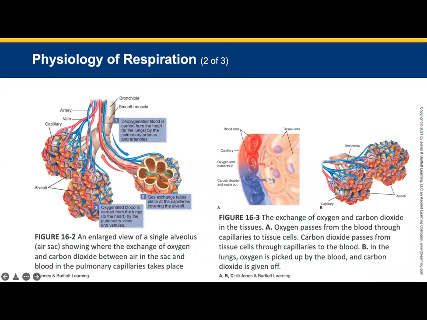You see the blood cells and capillary, nutrients pushing in, and then you have the carbon dioxide and the waste coming out. We make sure that we know the process from the bronchiole and the capillaries here, which brings clean oxygen or clean blood, dirty blood, and the exchange here of the carbon dioxide and oxygen.